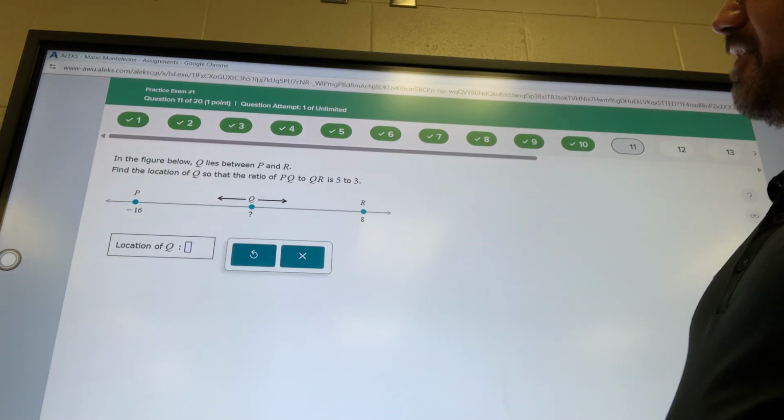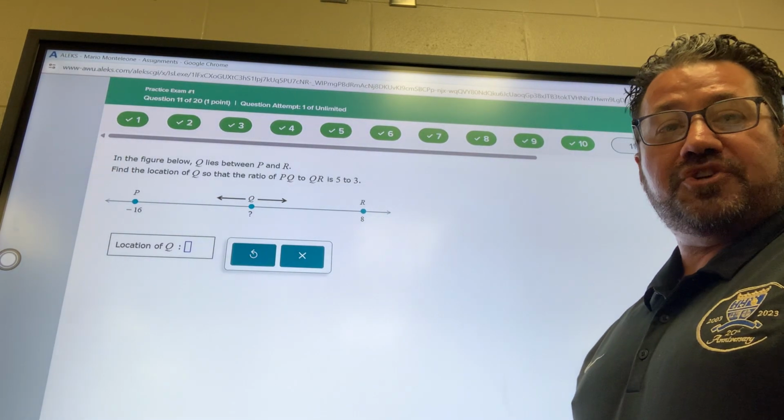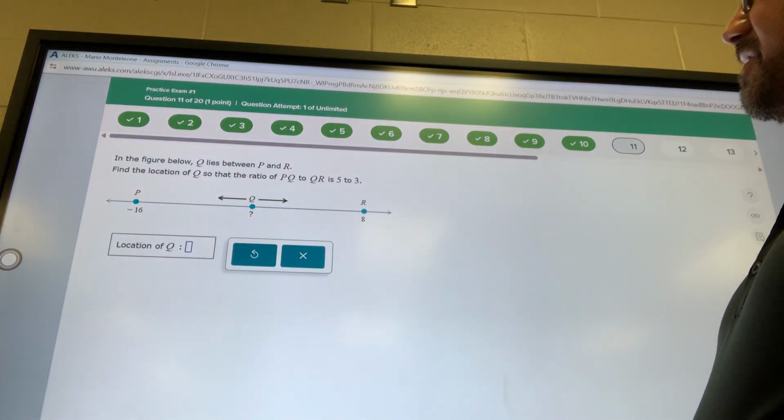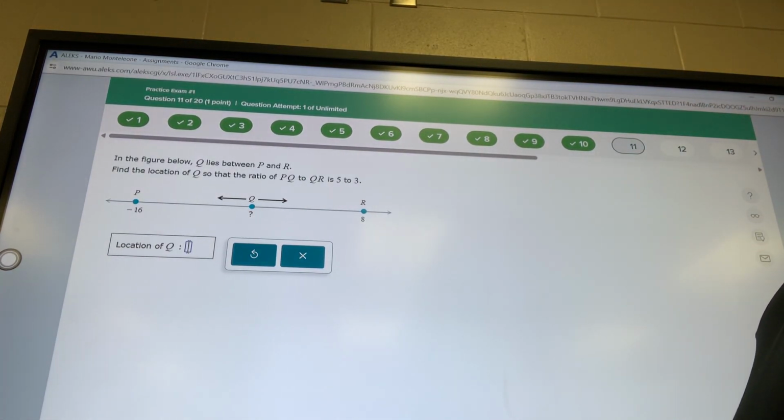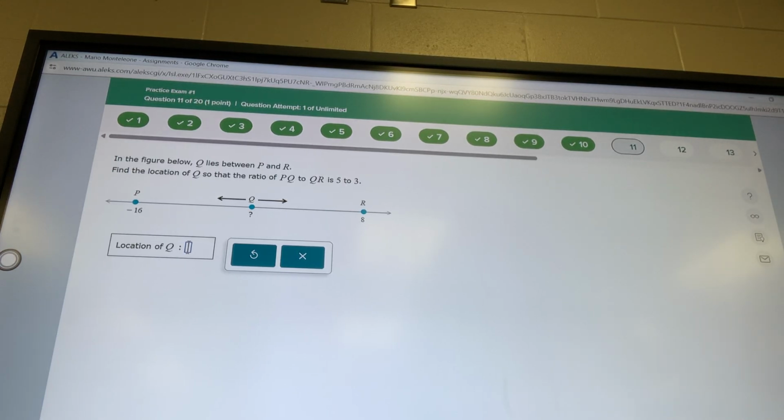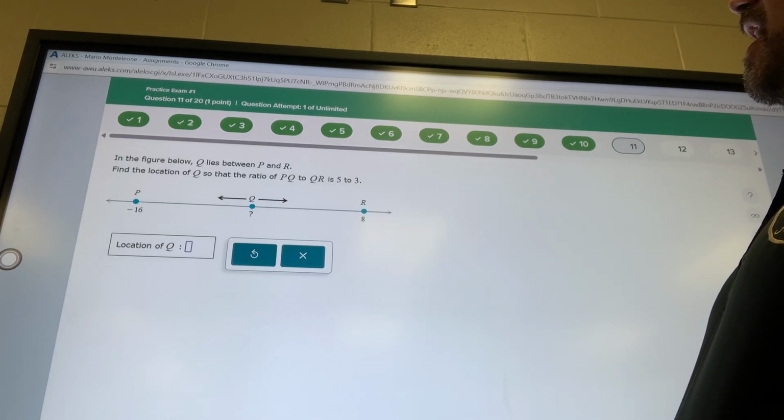All right, we're back for video number 2. We're picking up on question number 11 of your practice exam. In the figure below, Q lies between P and R. Find the location so that the ratio of P to Q to R is 5:3.